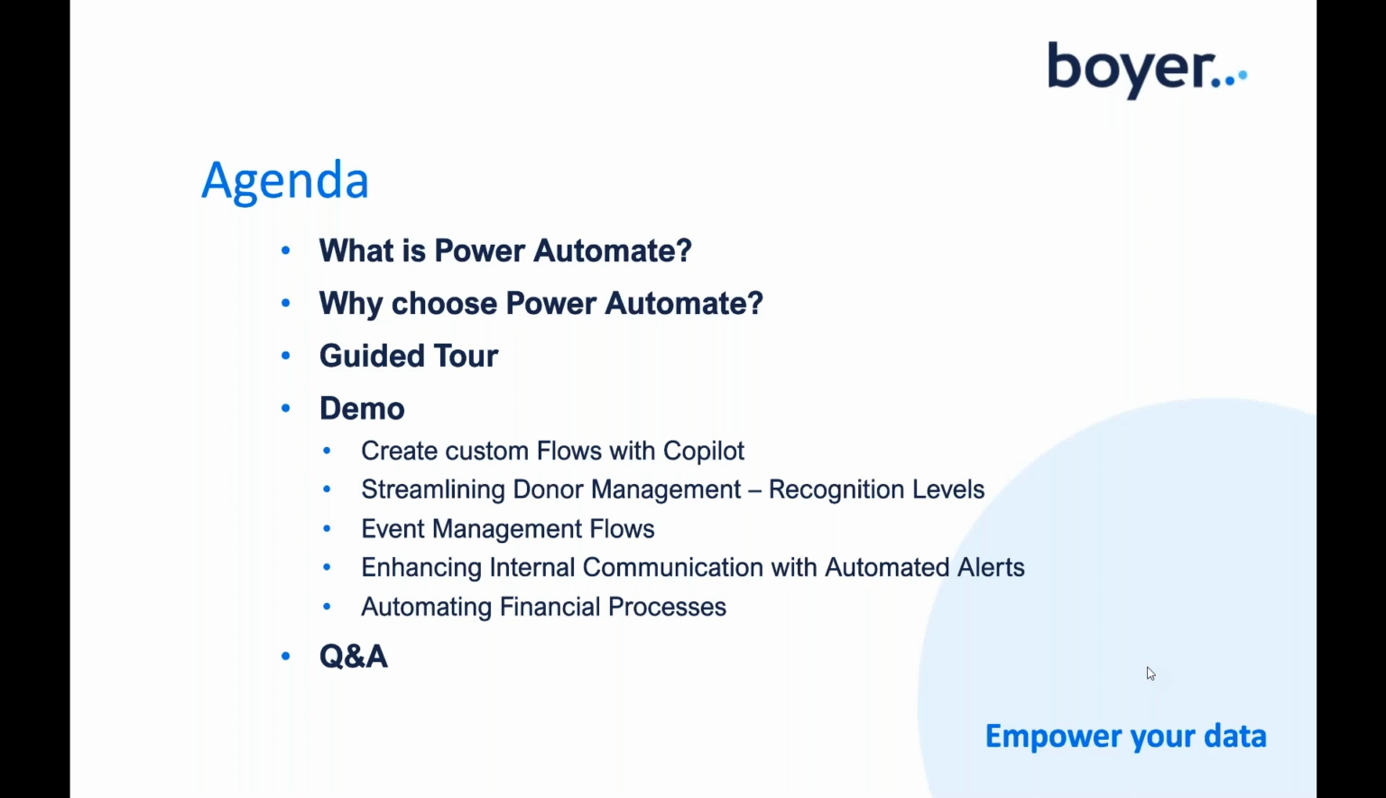So in the demo today, we're going to be looking at how you can create custom flows with Copilot, streamlining donor engagement by automatically assigning recognition levels through Power Automate, how you can use event management flows using some of the existing templates within Power Automate, as well as enhancing internal communication with several different types of automated alerts. And then lastly, wrapping up on a fun combination of things, automating financial processes using AI Builder, as well as Power Automate to send an email message about data within an invoice.